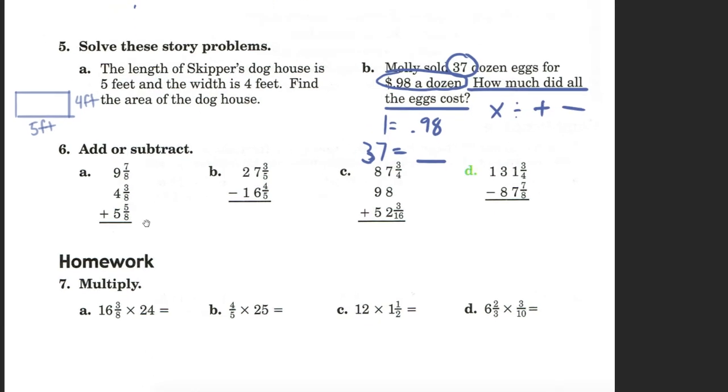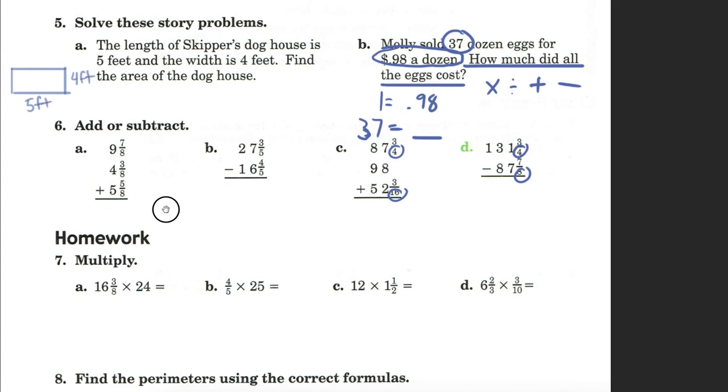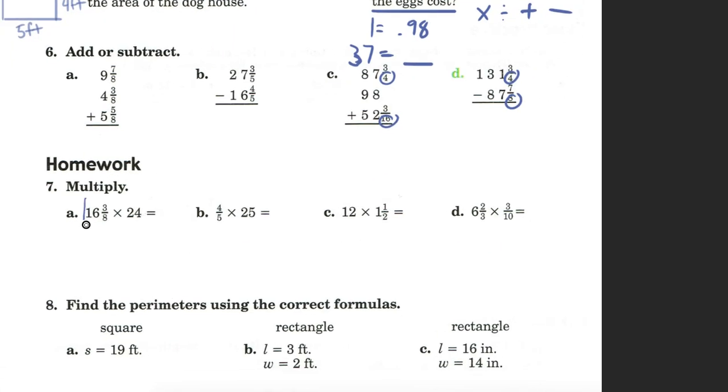Add or subtract. Just make sure your denominators are the same before you add or subtract them. These denominators are different, so we need to change them into similar denominators. Multiply. Make sure you change this mixed number into an improper fraction first before you multiply.